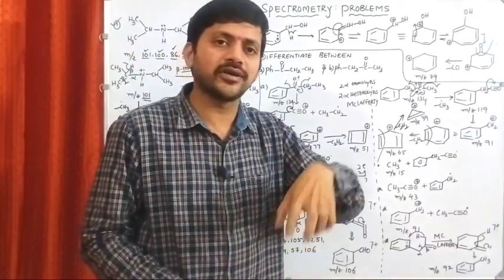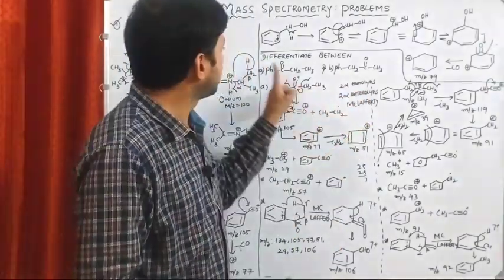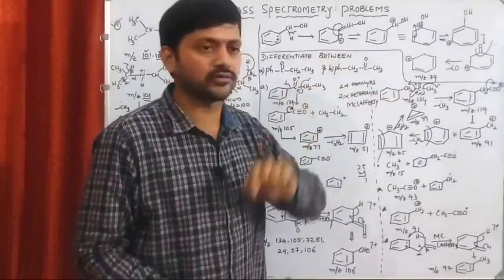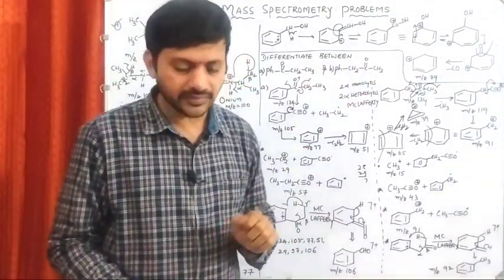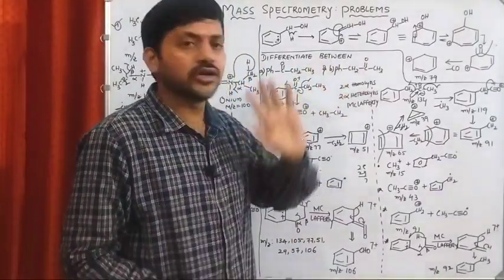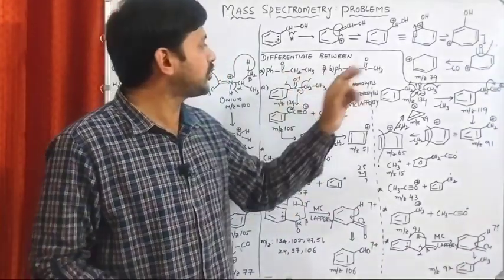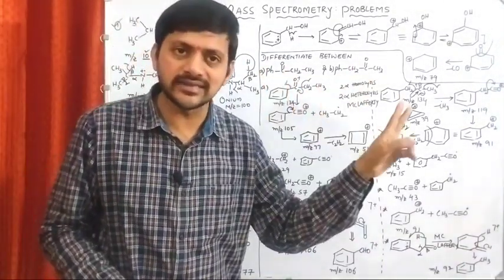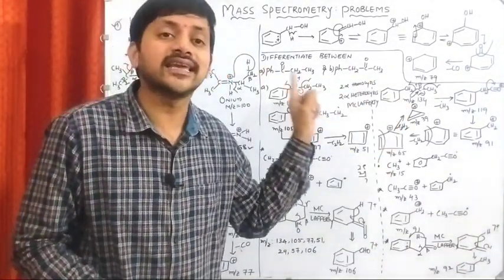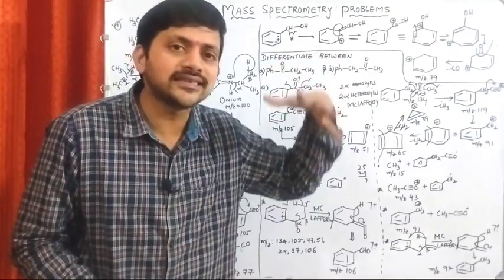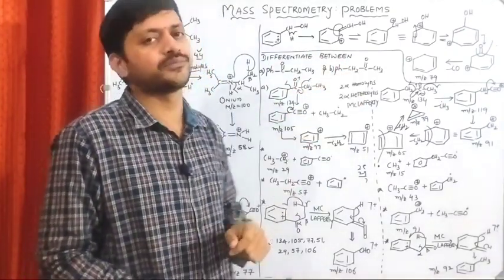Sometimes in mass spectrometry you will get questions like this. Differentiate between two compounds. These two are ketones. The molecular weight is the same but the linkages are different. So let us see the different peaks of these two compounds.